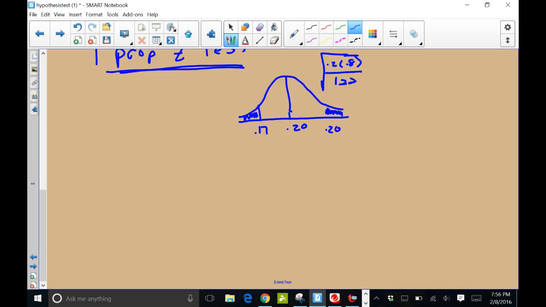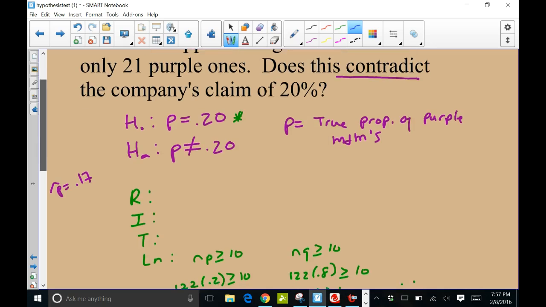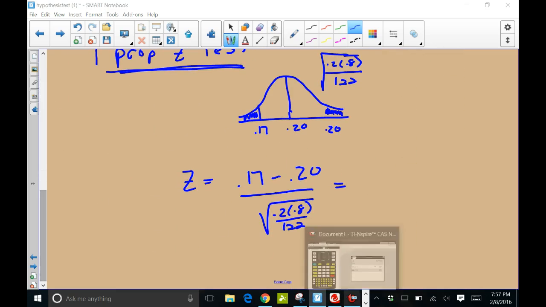So now we are going to make our z-score. Z is equal to 0.17 minus 0.20 over our standard deviation. I'm telling you right now, you can get the z-score, do a normal CDF, and then you have to multiply it by 2 because the two tails are congruent. I prefer not to do that. I'm going to go into my calculator and let it do all of the work for me. I'm just checking, it was 21 out of 122.